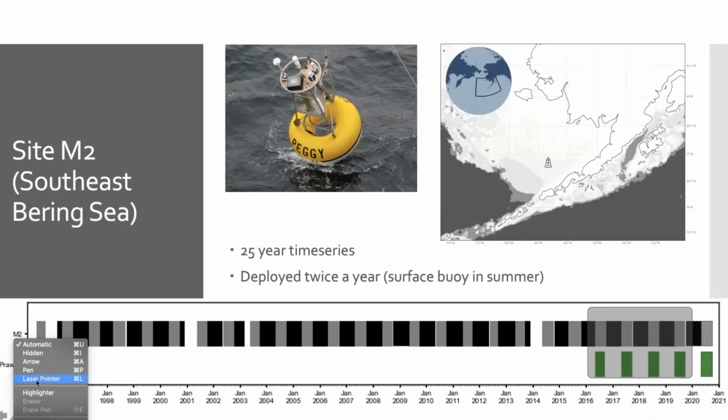So for those who aren't familiar, the M2 site, and this is Southeast Bering Sea. We've been deploying here for 25 years, celebrated this year. Congratulations us, woohoo. You can see on the bottom, I've got a little bit of a time series here of occupation of the M2 site, alternating in colors because we deploy twice a year, a surface buoy for the summer and a subsurface buoy for the winter in order to prevent it from being taken away or destroyed by ice.